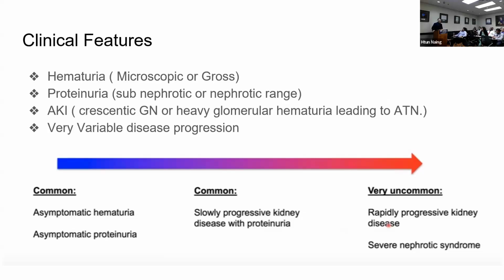The majority of people have asymptomatic hematuria, asymptomatic proteinuria, and a very slow progressive kidney disease. Maybe about 20 to 40% of the patients will end up getting ESRD or transplant in 20 years. But very uncommon is rapidly progressive kidney disease and severe nephrotic syndrome.